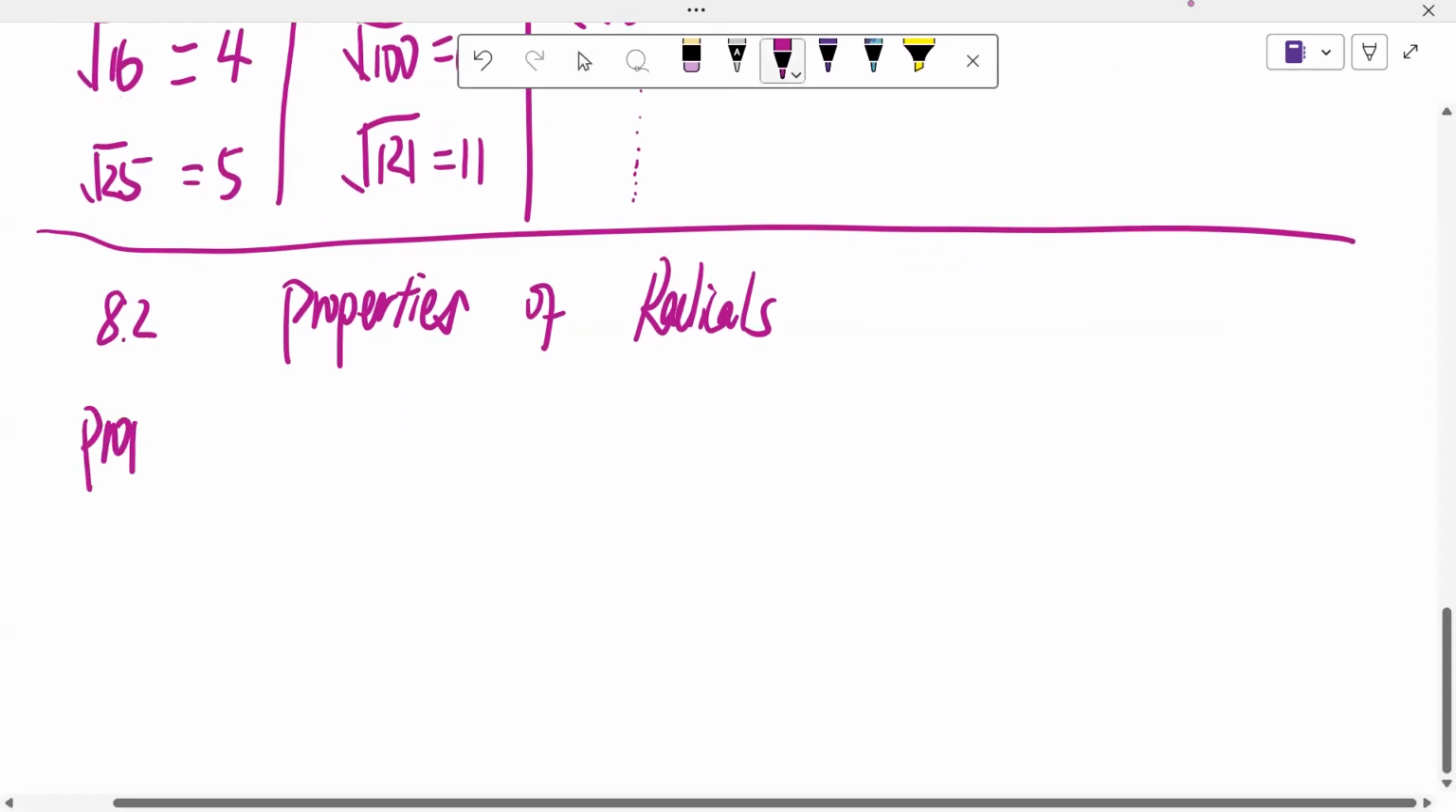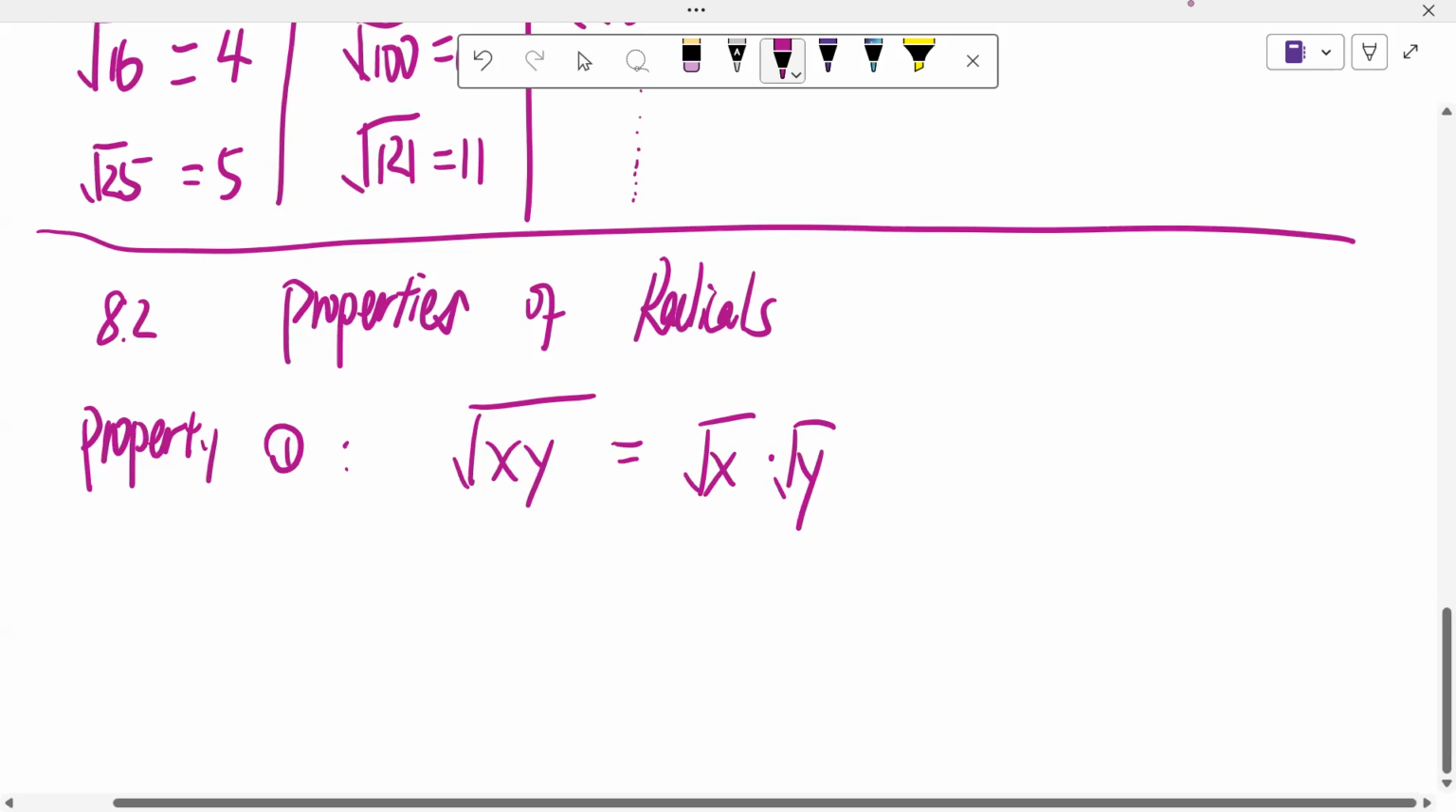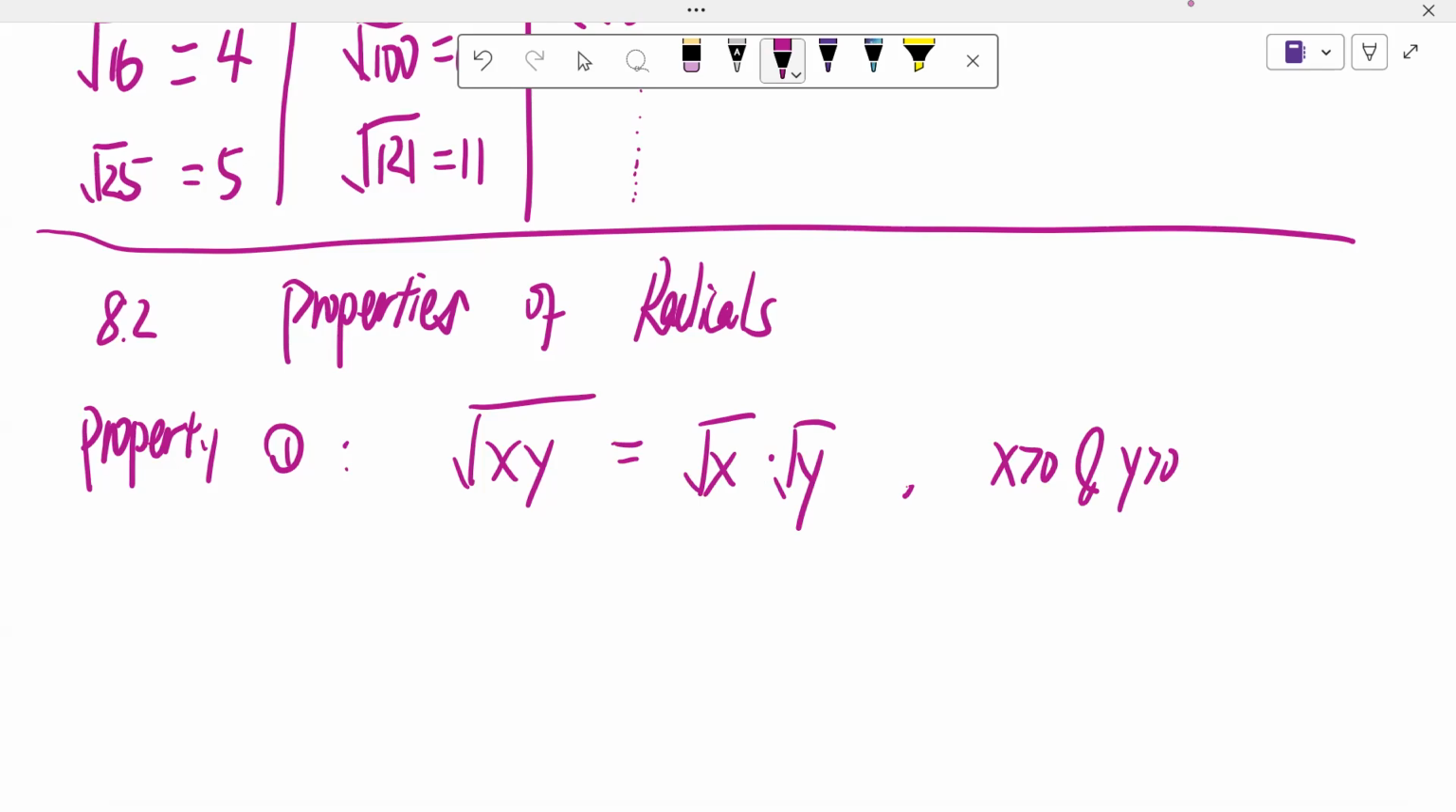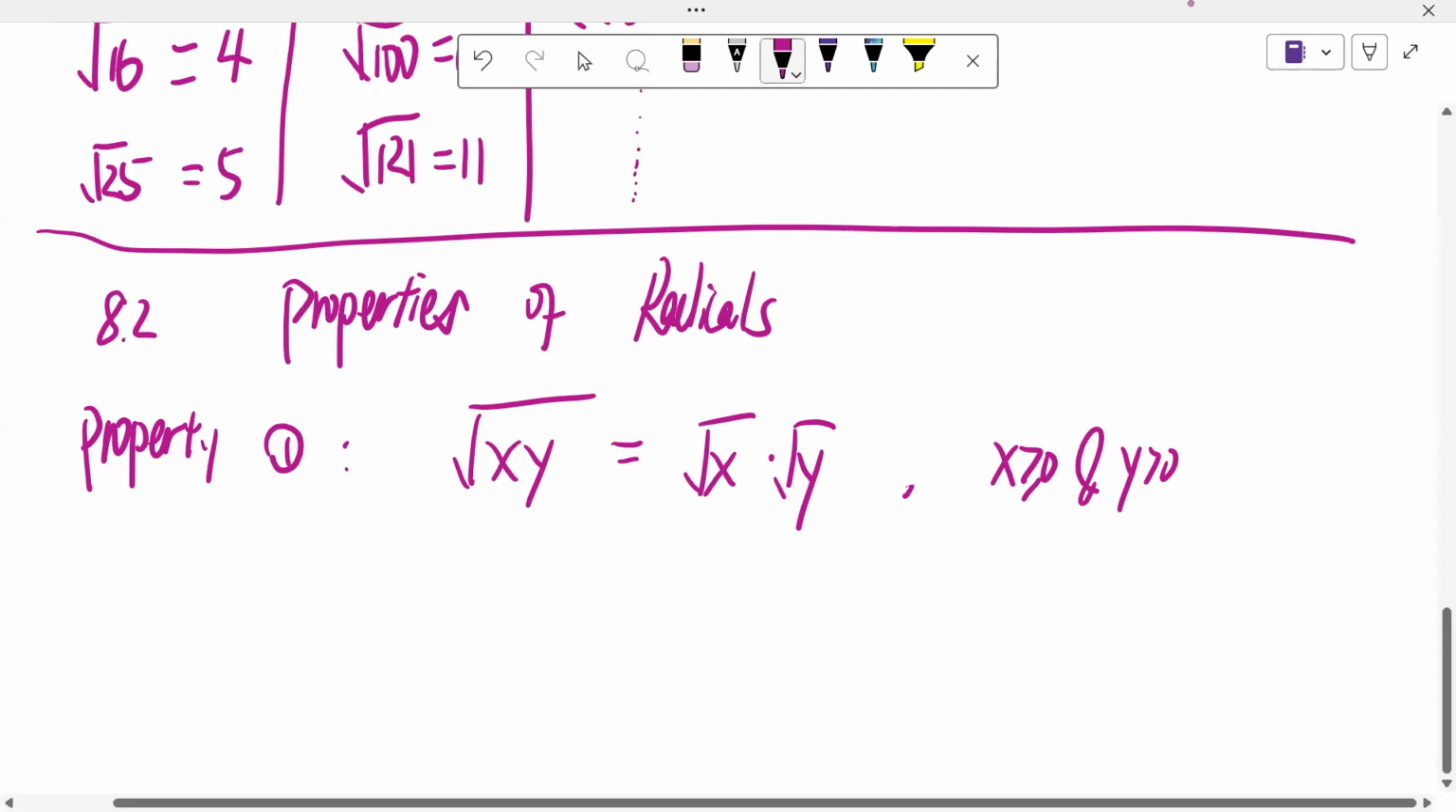It's like breaking down the, let's say we have the square root of xy, right? The breakdown is square root of x times square root of y. So here we're going to make sure x is greater than or equal to 0, y is greater than or equal to 0, right? Because this is a square root. By definition, whatever is under the square root must be greater than or equal to 0. That's it.